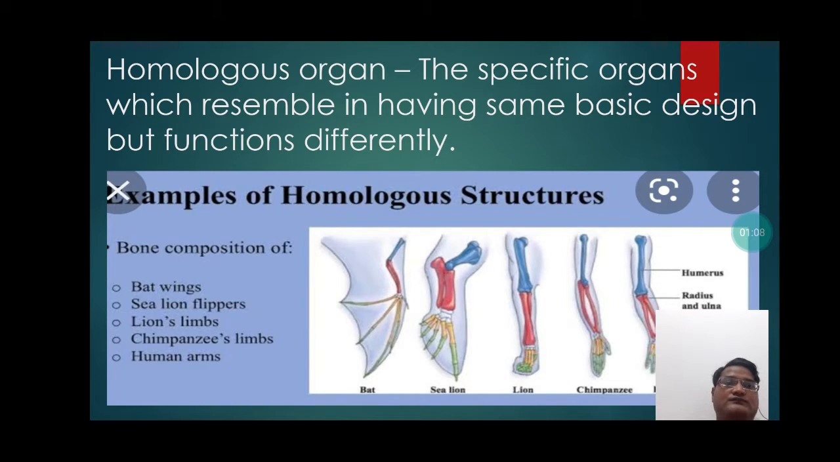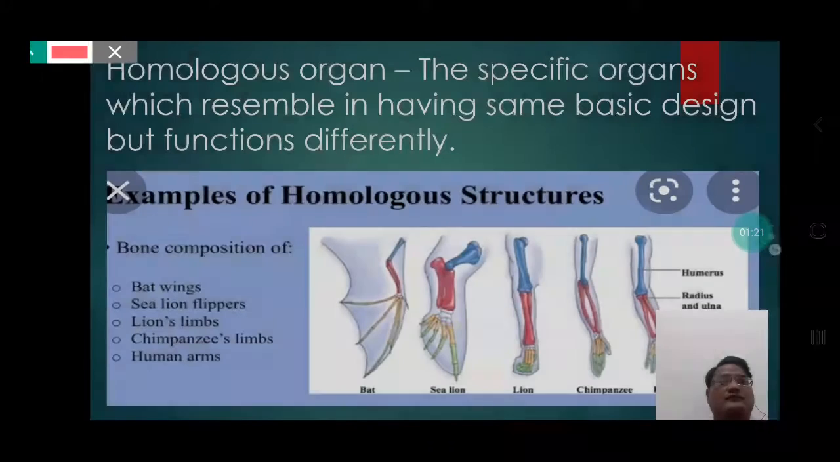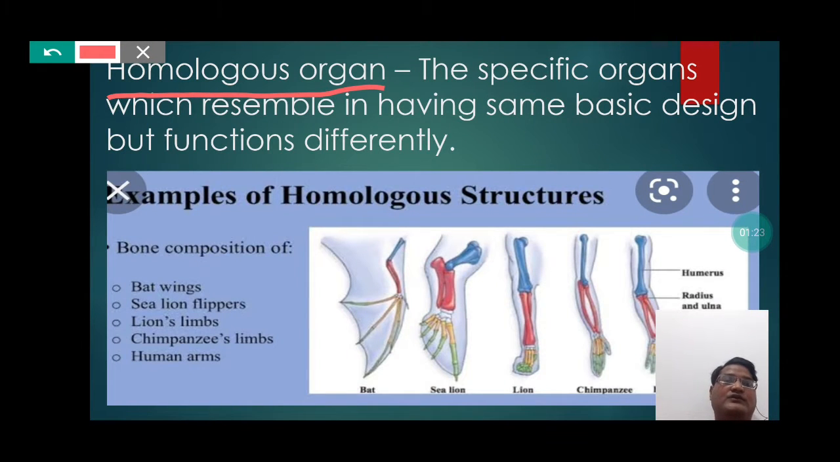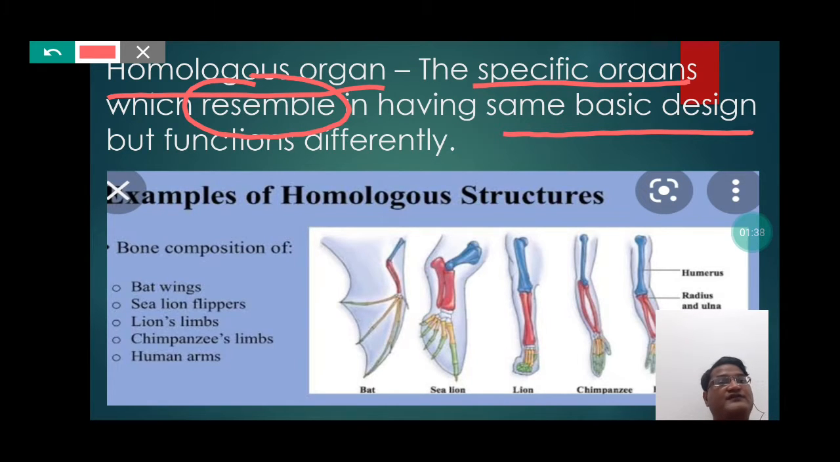Homologous organ: the specific organs which resemble in having same basic design but functions differently are called as homologous organ. So students, homologous organ are those particular organs which resemble, that is, which appear similar in their basic design, but if we concentrate on their function, then their function is quite different from each other.